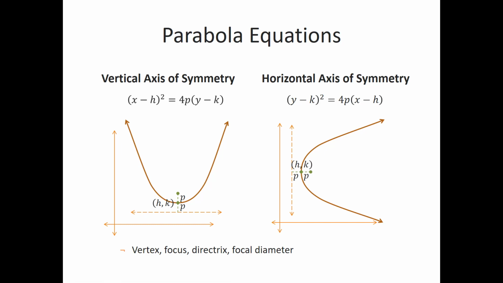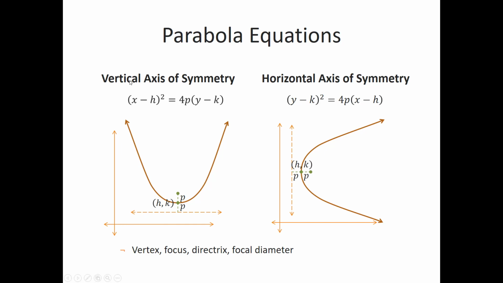If we flip the parabola horizontally, so now it's opening left and right, this would be a y squared equation. And notice the 4p, so in both of these equations we have a 4p, in this case a 4p in front of the x. Again, that p represents the distance from the vertex to the focus and also the distance from the vertex to the directrix.